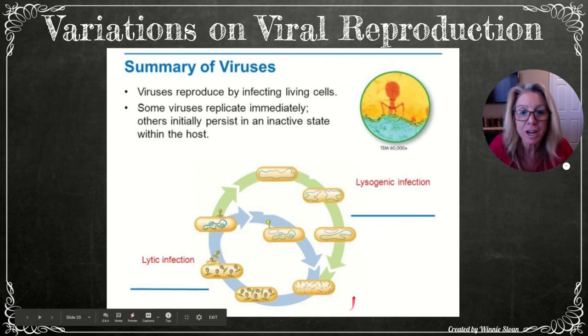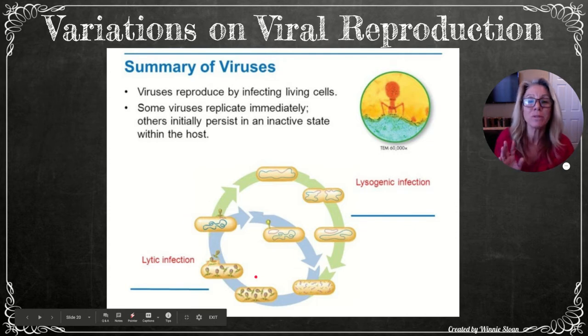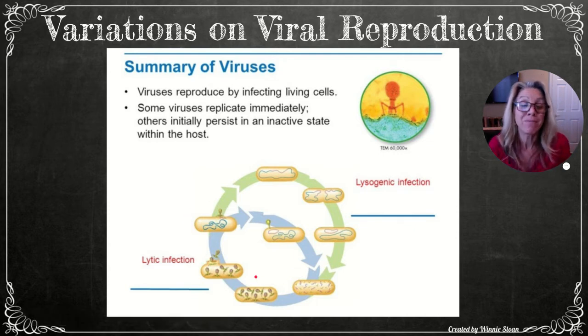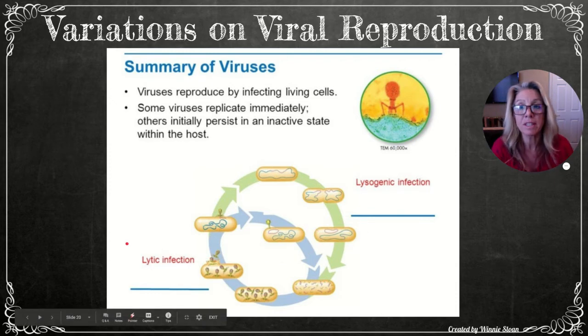Attachment, penetration, biosynthesis, maturation, and release. That's your standard cycle, and that is what's called the lytic cycle. But some viruses have the ability, following penetration, to insert their genome into the host cell chromosome and remain undetected. Every single time that host cell replicates, it's replicating the viral genome right along with its own genome. When a virus does that, it's called lysogenic. And then at some point it gets triggered to re-enter the lytic cycle.